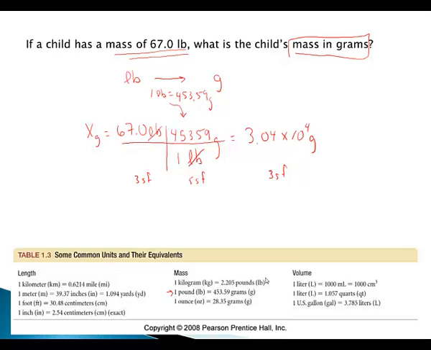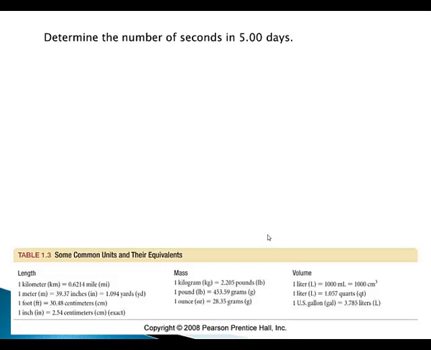All right. Let's try another problem. Here we have defined the number in seconds. So this is what we're trying to find, and we're given stuff in days. So I'm going to start out, develop my plan. I'm starting out with days, and I'm trying to get to seconds.